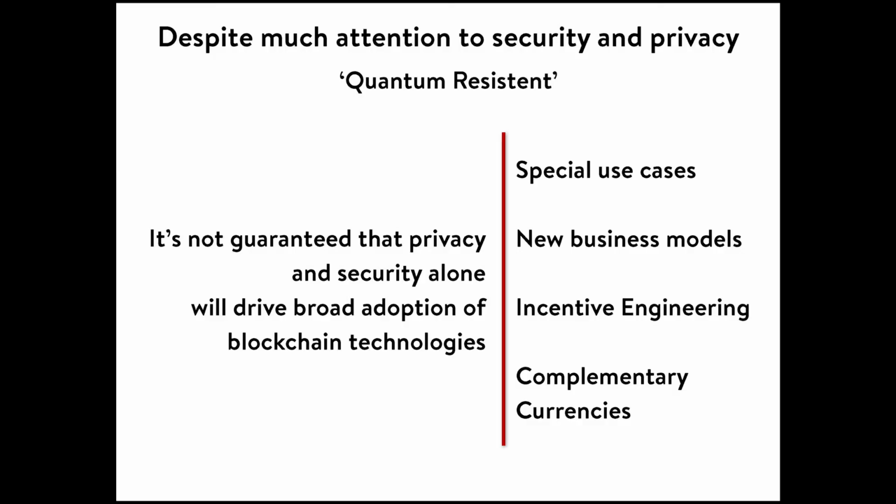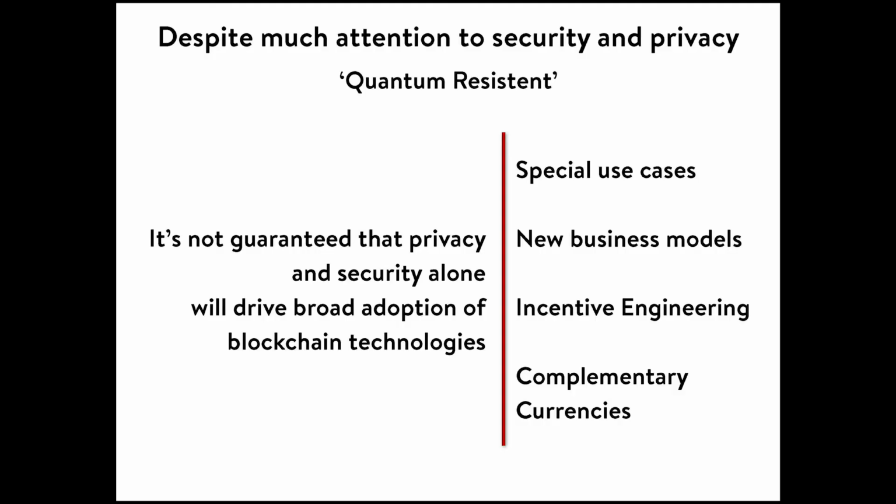And this again reinforces the notion that a lot of individuals may have different priorities than many of us in this room. Just to throw that out there. I love what WIT does. I love homomorphic encryption. I love quantum resistant algorithms. But it is not at all guaranteed that privacy and security alone will drive adoption of blockchain technologies.